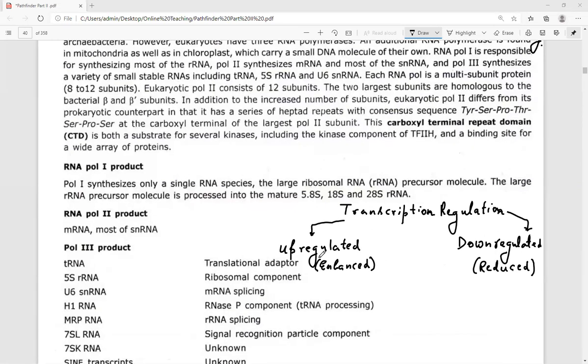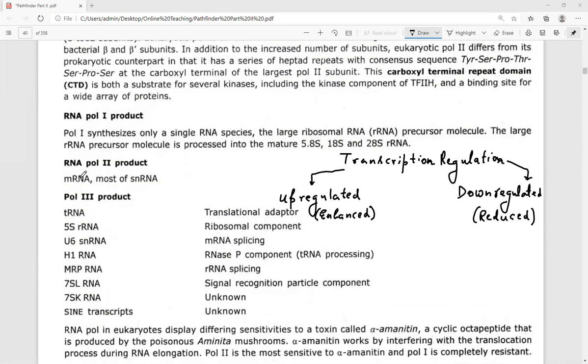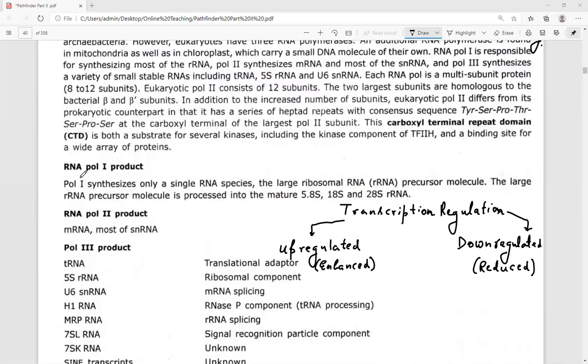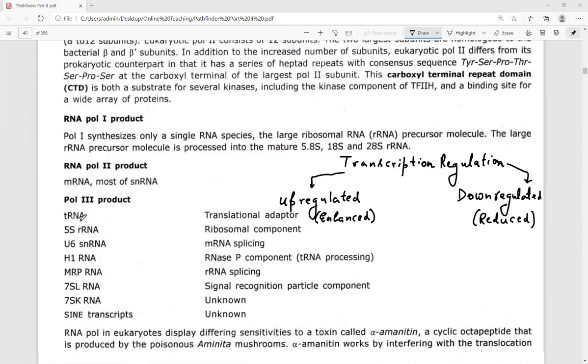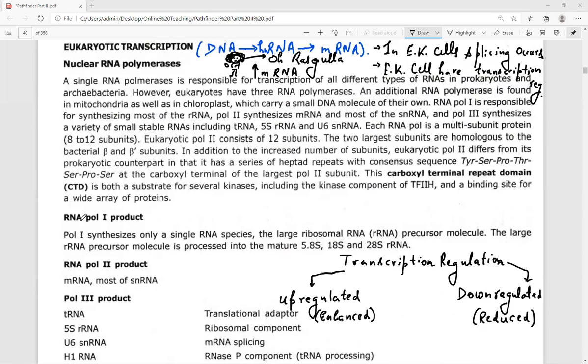Transcription regulation refers to the presence of specific molecules that can upregulate or downregulate the rate of transcription. In the case of eukaryotes, there are three different types of RNA polymerase involved: RNA polymerase 1, RNA polymerase 2, RNA polymerase 3. So, firstly, we would be looking at the process of transcription regulation, how the process of transcription regulation is going to take place.